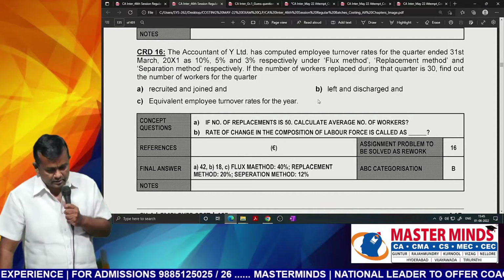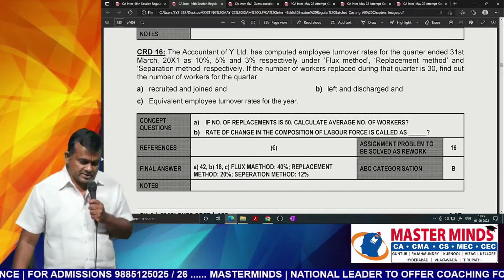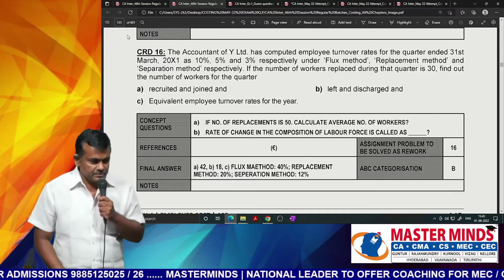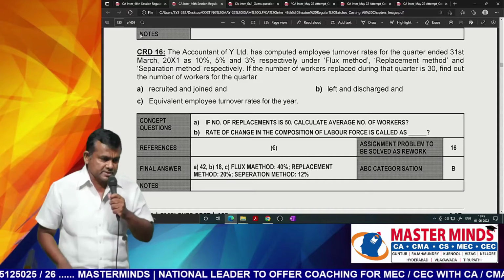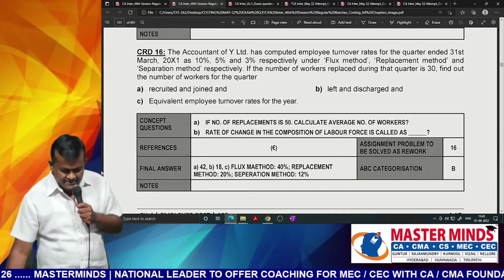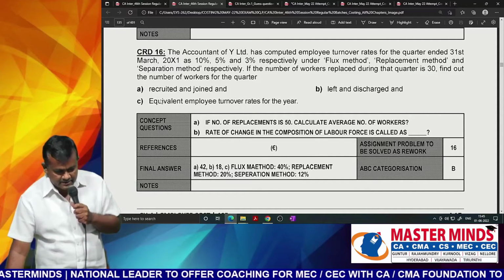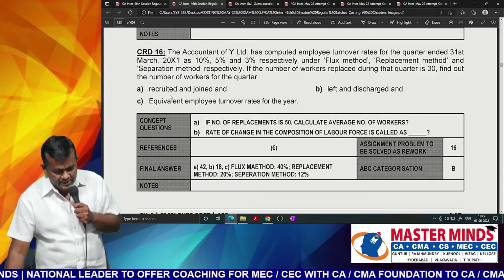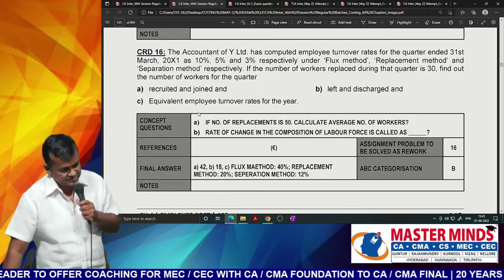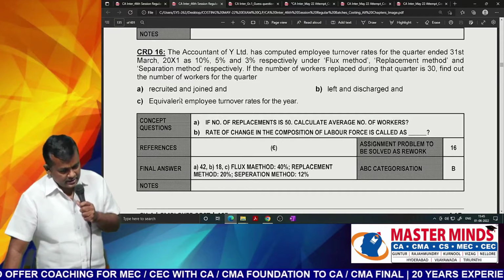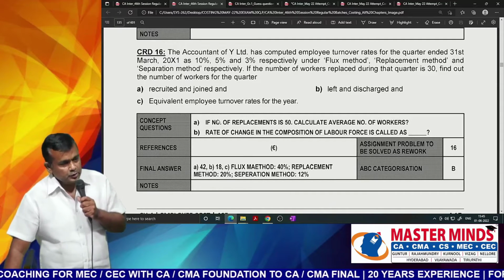Recruitment and joined, left and discharge. So this is the study material problem, sir. In the original problem, there are just 2 bits. So this is an additional question, sir. An additional bit is added to this question. That is the equivalent employee turnover rate.